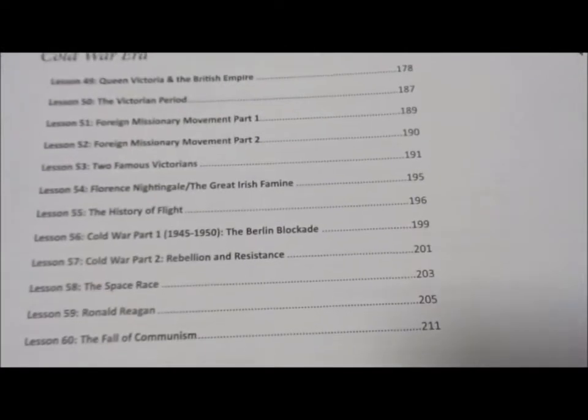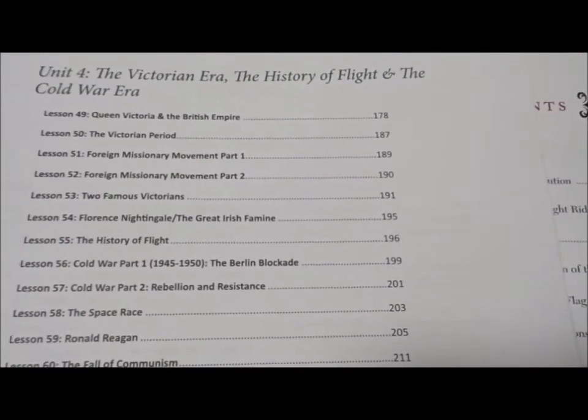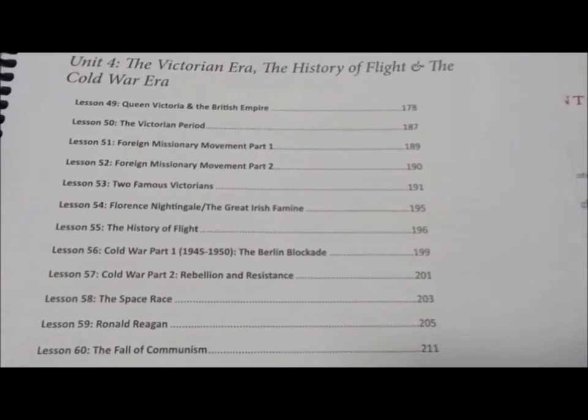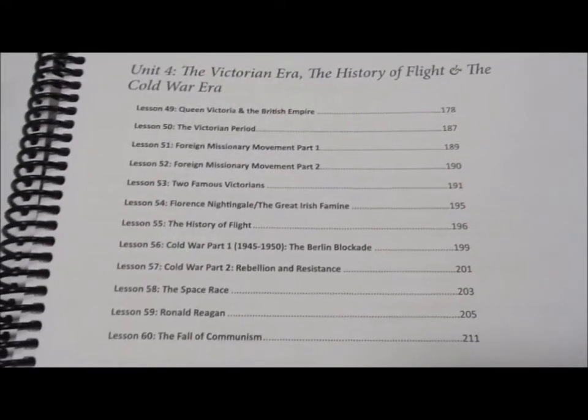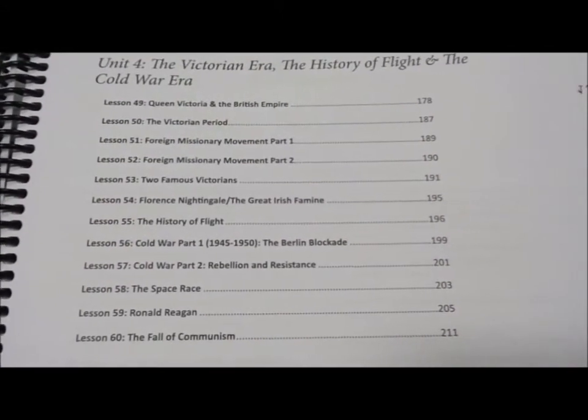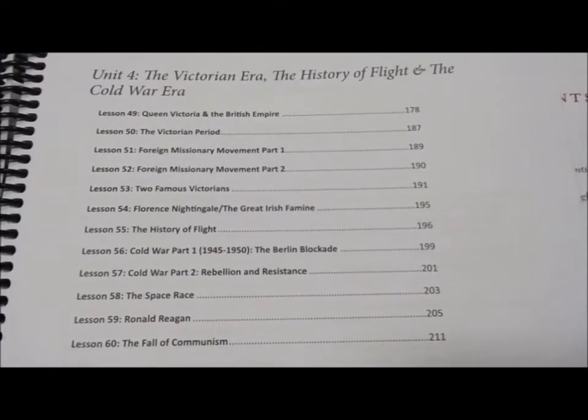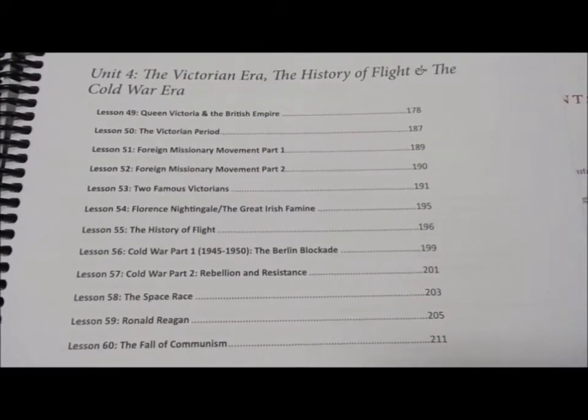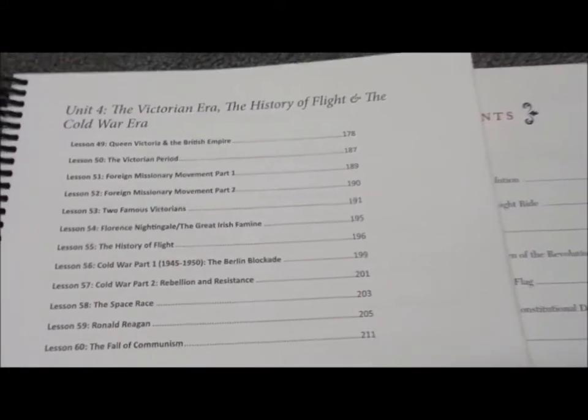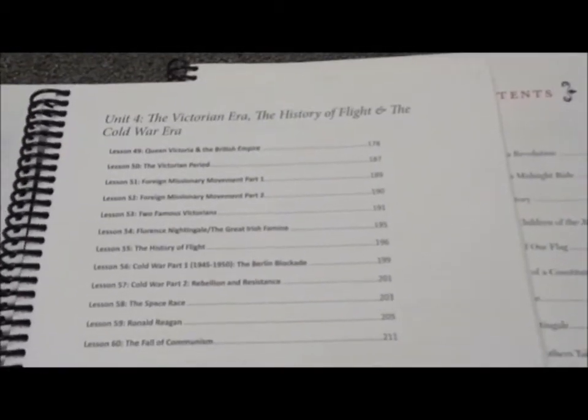And then Unit 4 covers the Victorian era, the history of flight, and the Cold War era. It's kind of all over the place for modern times, but I expect that each of the 4 years of history is going to be like that for the modern times. So let's just look a little bit in depth at Unit 1.